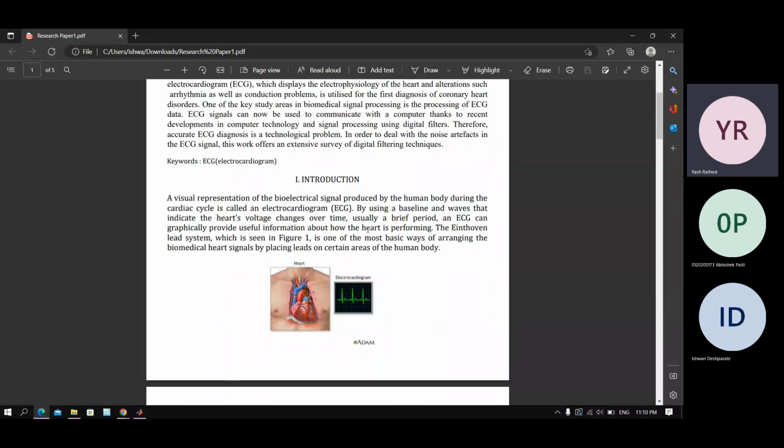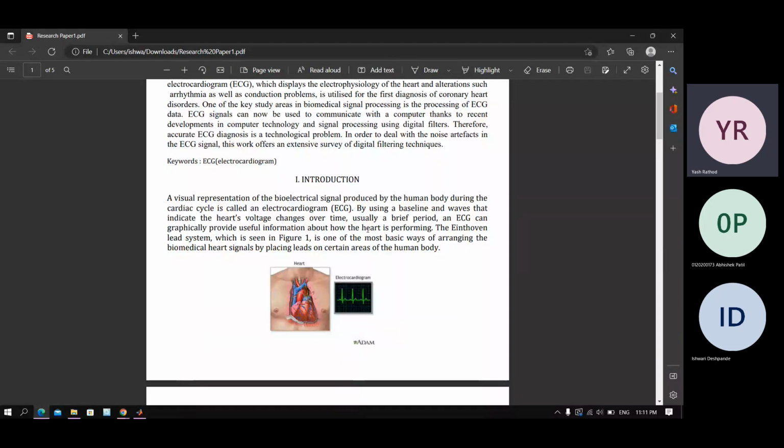Here we want to visualize the representation of the bioelectrical signal of our heart produced by the human body during the cardiac cycle, called the electrocardiogram (ECG), which uses a baseline and waves that indicate heart voltage changes over time. Usually a brief period of ECG can graphically provide useful information about how the heart is performing.